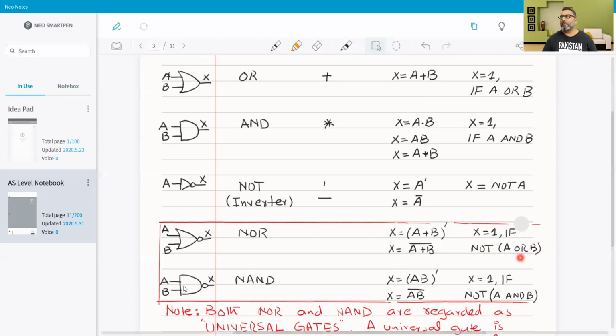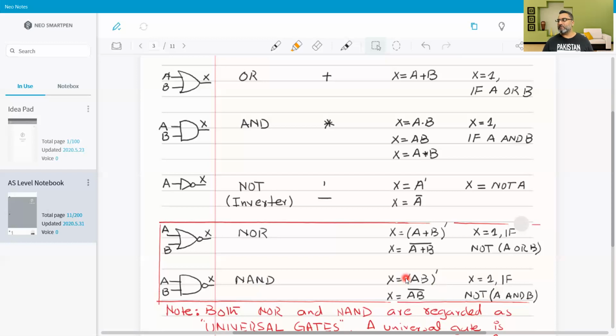And then we have the not AND, or NAND gate. What does it mean? It means that whatever the output of the AND gate, it will be inverted. So if the output of the AND gate is 1, it will become 0, and if the output of the AND gate is 0, it will become 1. So this is said to be the NAND gate. As you can see, X is equal to AB whole not. As I said, I won't be using the word prime or bar, I will rather be calling it not. So X is equal to 1 if not A and B.